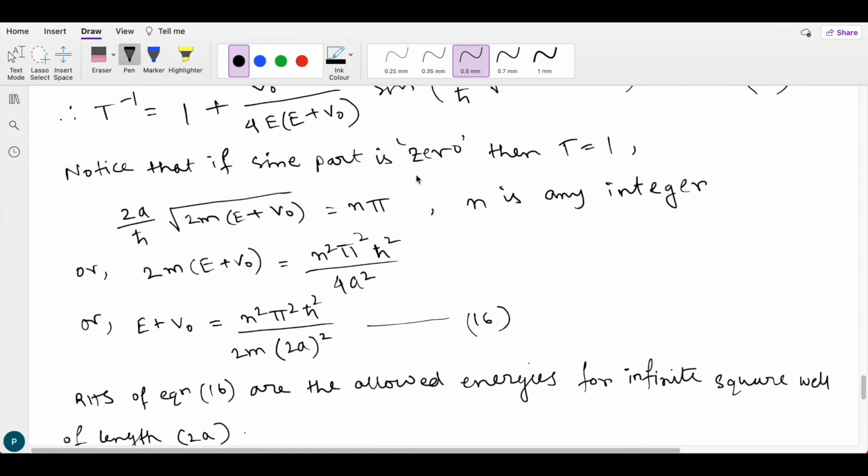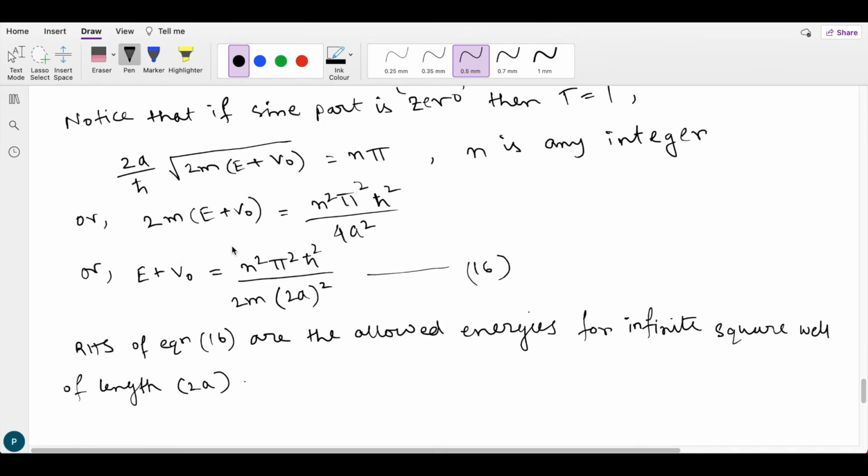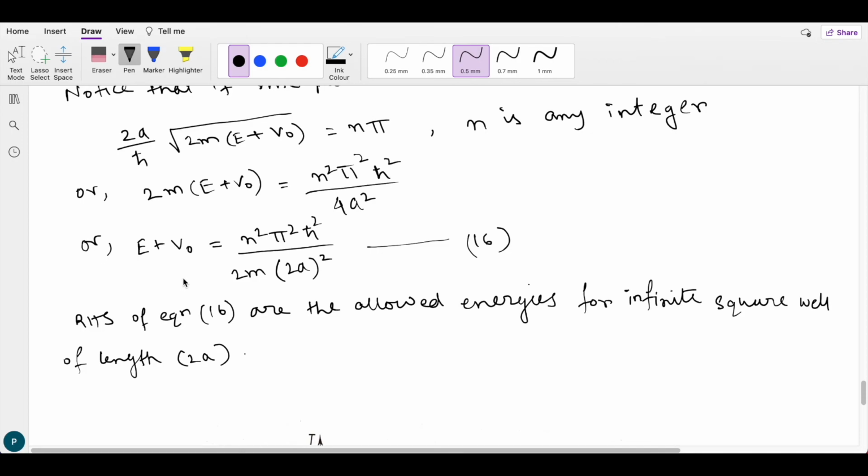So we know that sin n pi is 0, so 2a by h bar root over 2m (e plus v naught) is n pi, where n is any integer. So from this we can get e plus v naught equals n square pi square h bar square by 2m into (2a) whole square. The RHS of equation 16 are the allowed energies for an infinite square well of length 2a.